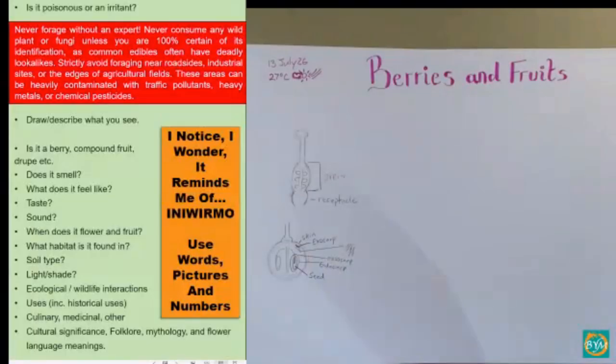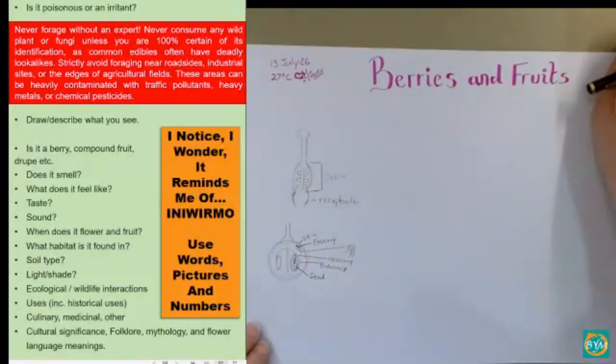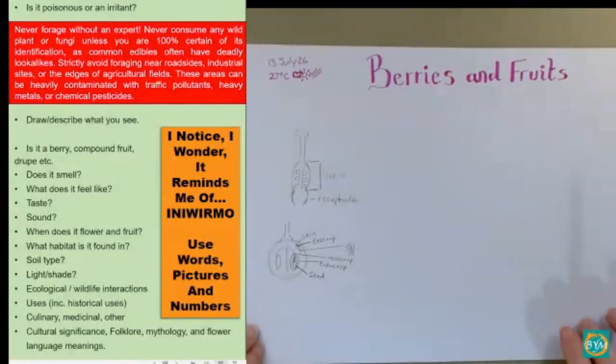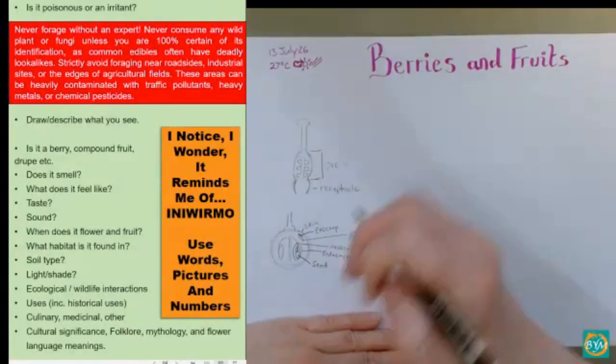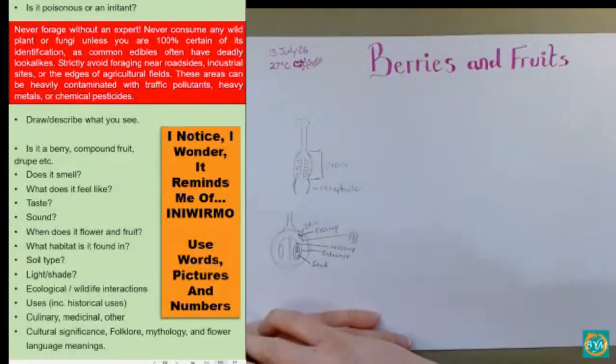Okay, so let's have a look at a few little prompts to help you when you are out and about journaling, what you're going to come across, what you're going to think about when you are journaling your berries and your fruits and your plants out in the wild. So I've given you a list of questions. At the top, I've probably asked quite an important question. Is it poisonous or is it an irritant? If you don't know, then do be cautious.